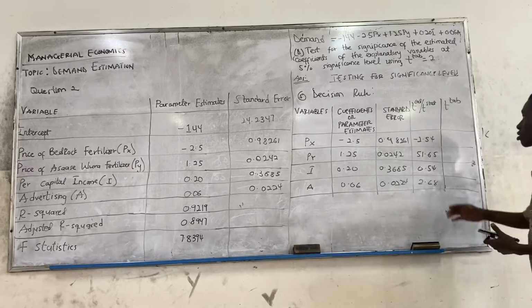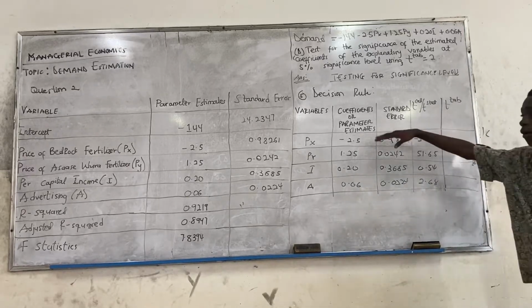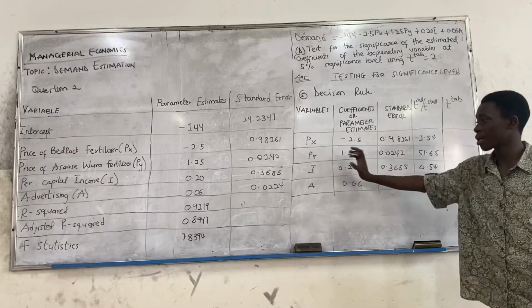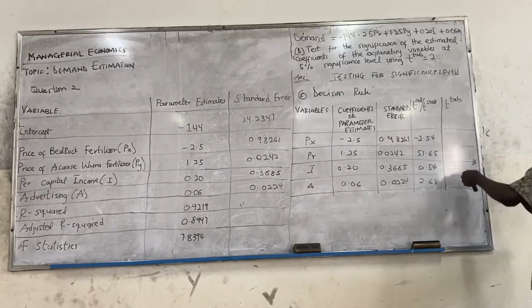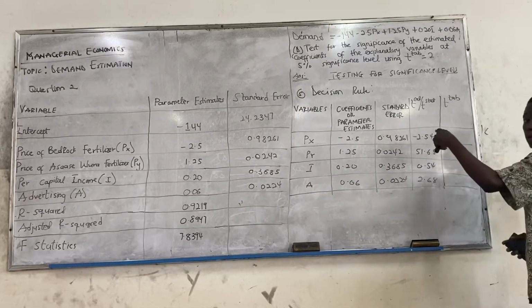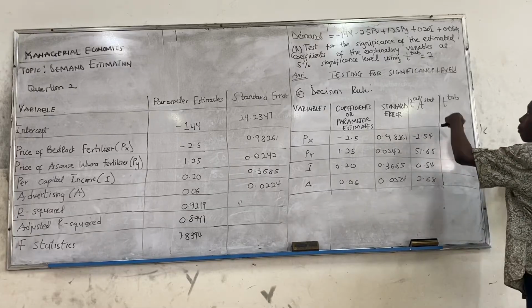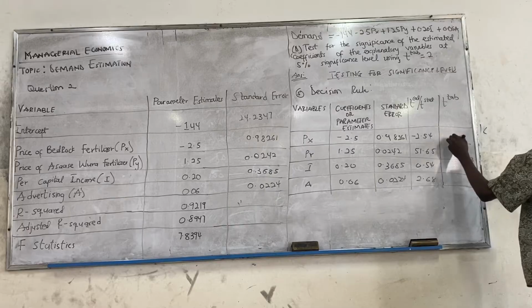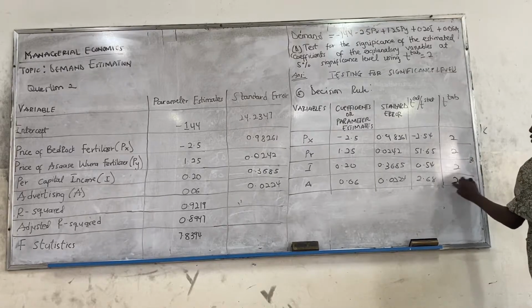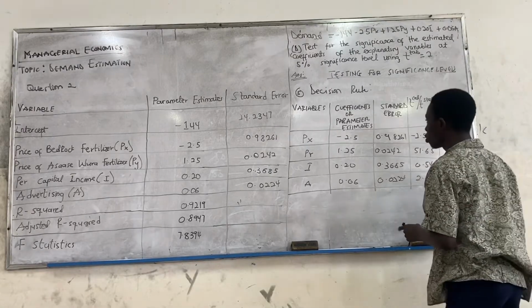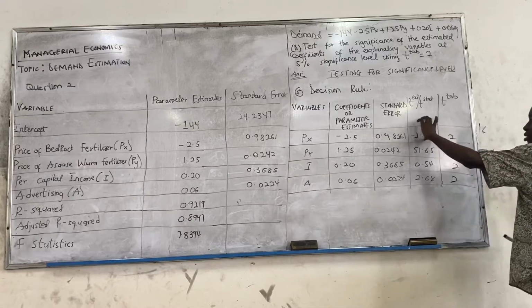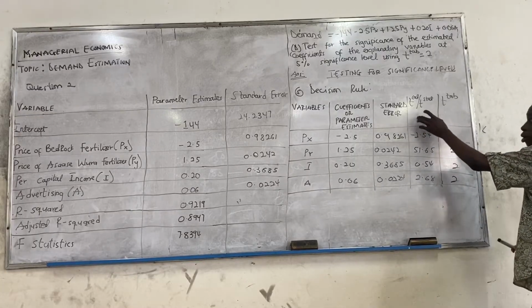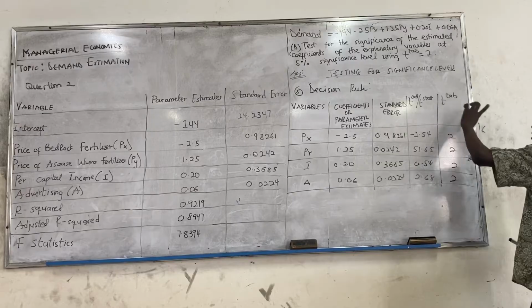Basically, we are done with the T cal and the T stat for all the variables: PX, PY, income, and advertising. With the T tab, if you are not given it, you calculate it using the five steps. But in this instance, we are given the T tab as 2, so it is 2 for all of them. With the decision, we are going to compare the T cal or the T stat with the T tab.